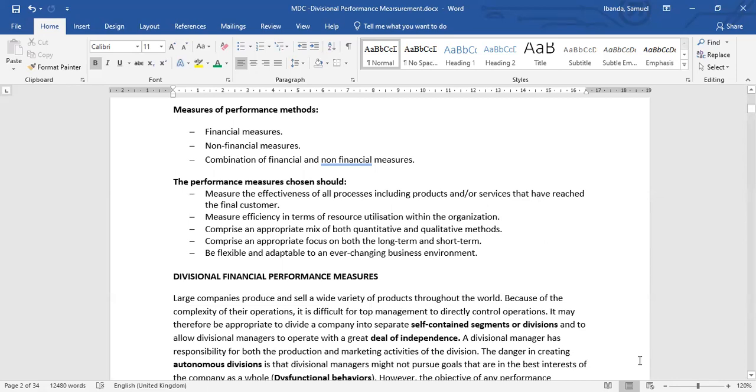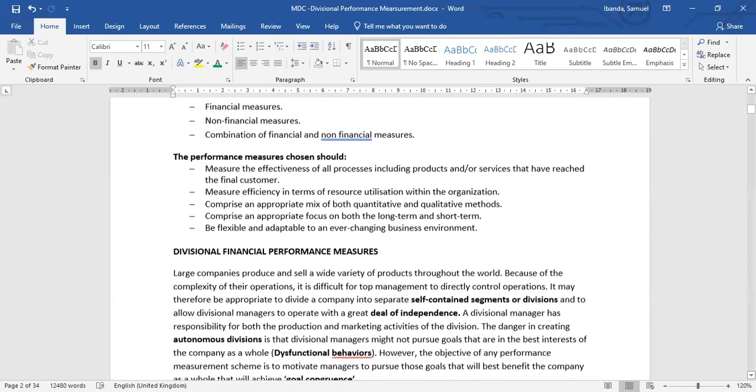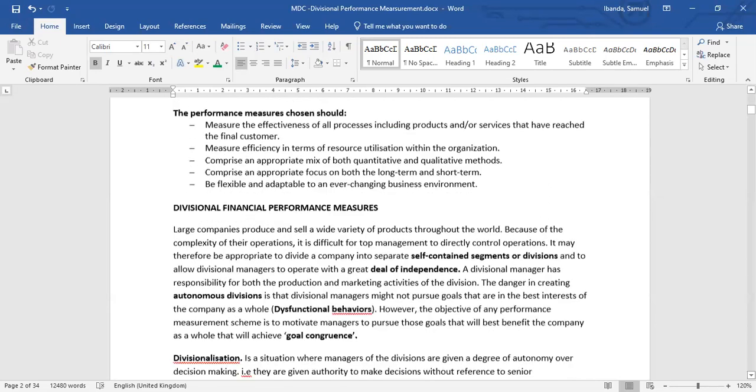So we now get into the gist of the whole thing, which is our divisional financial performance measures, okay? The divisional performance measures. And what we are trying to look at, like I said, these are like branches, okay? So we are trying to see what are the financial performance measures for divisions, or what other people call the branches, okay?